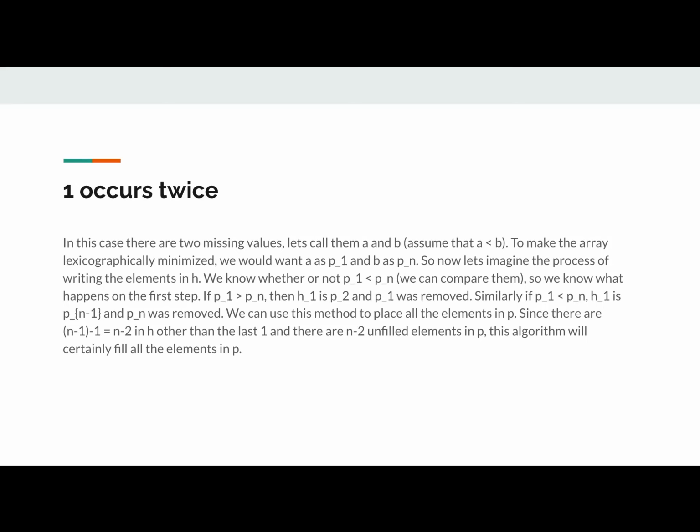Wait, no, yeah. The total of n minus 2 unfilled elements in P are, yeah, it's n minus 1 minus 1 because the last number being 1 isn't helpful. So that leaves n minus 2 elements that will fill in. There's a total of n minus 2 unfilled elements in P. So this algorithm will certainly fill in all the elements in P.